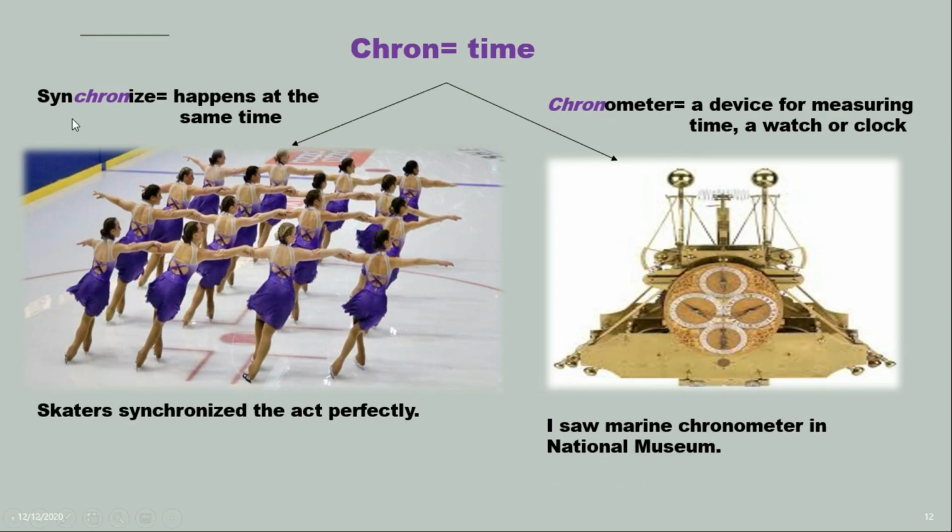Next word is synchronize, happens at the same time. Example is skaters synchronized the act perfectly. Chronometer, a device for measuring time, a watch or clock. For example, I saw marine chronometer in National Museum. Again, let us look at these two words' meanings. Synchronize, happens at the same time. Chronometer, a device for measuring time, a watch or clock.